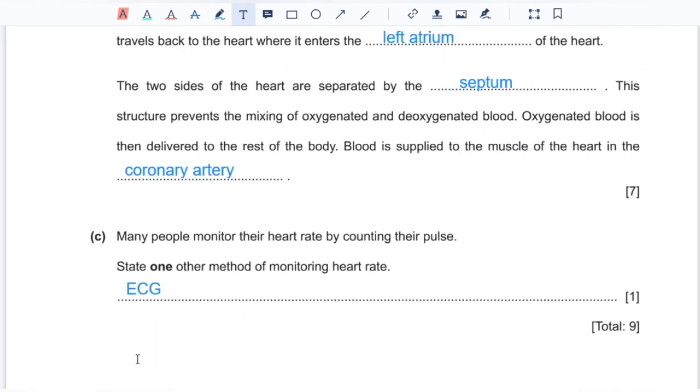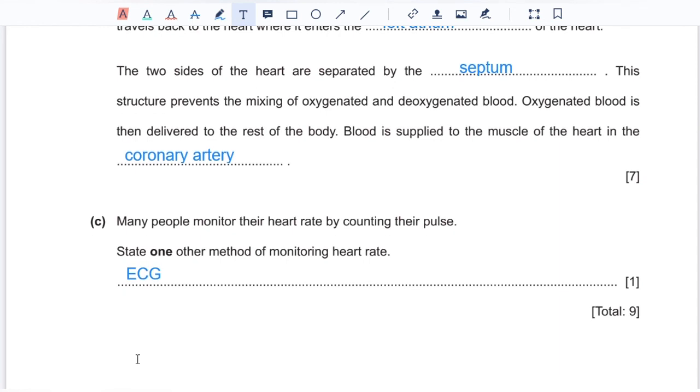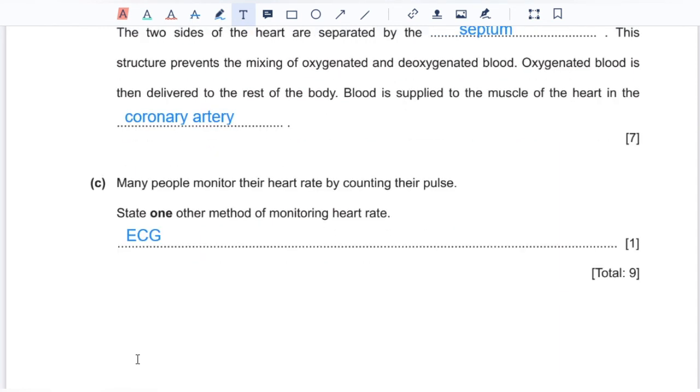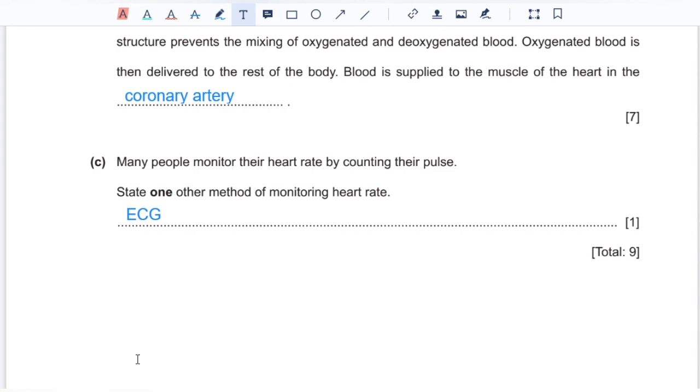C. Many people monitor their heart rate by counting their pulse. State one other method of monitoring heart rate. This could be done by ECG.